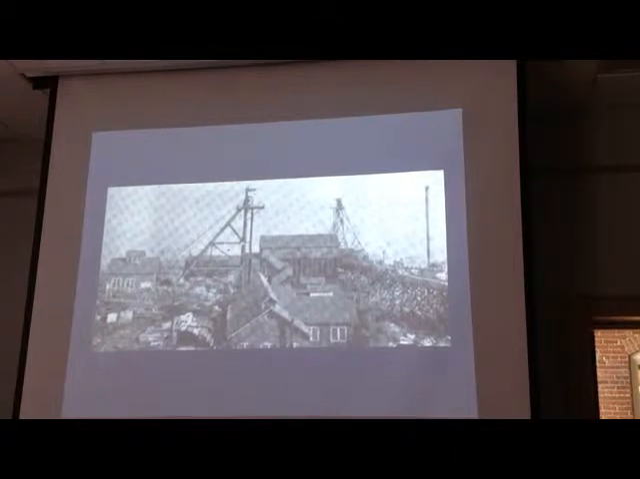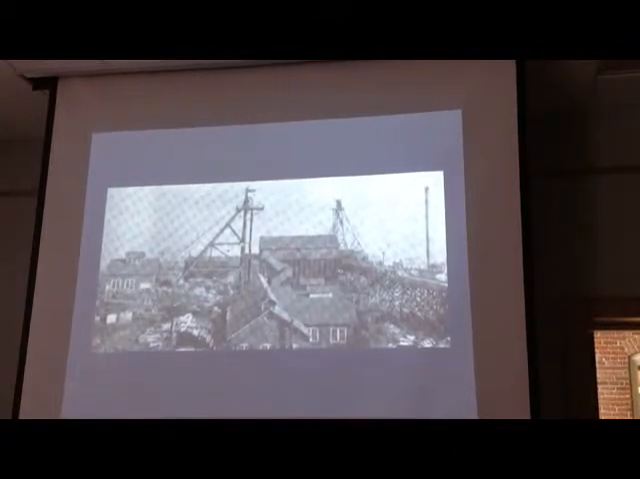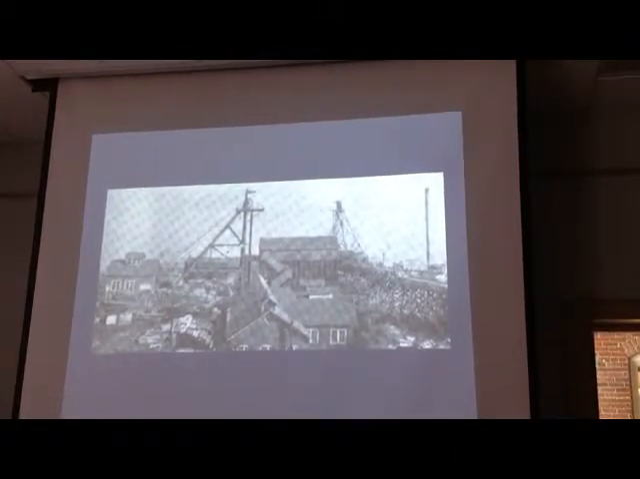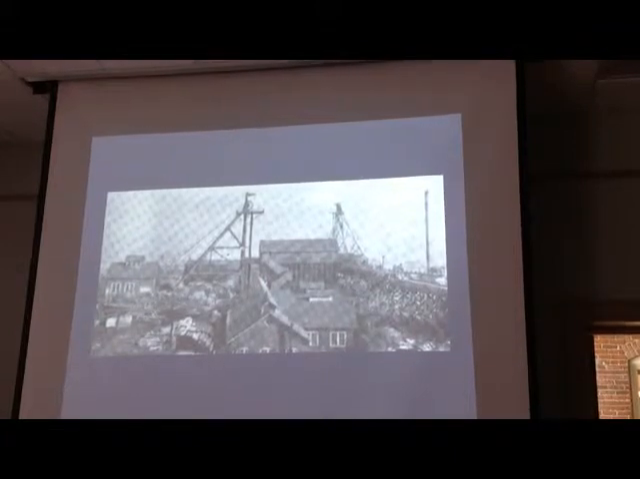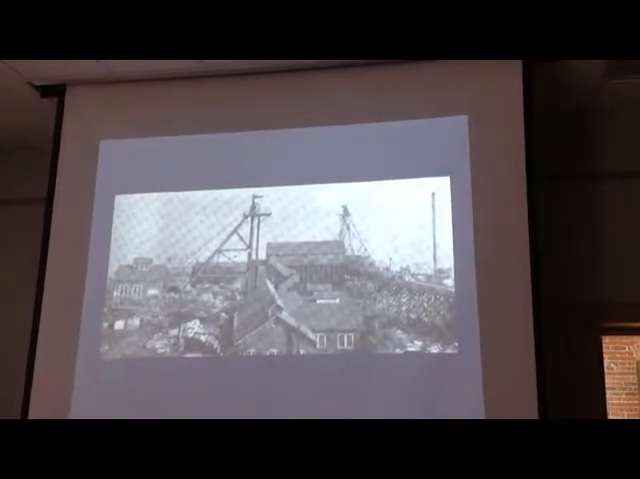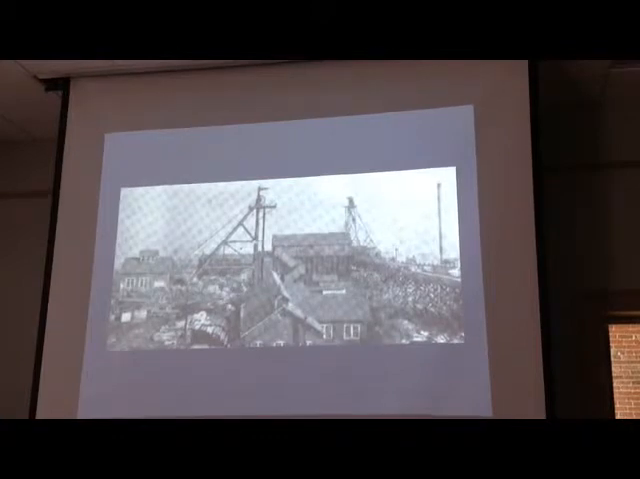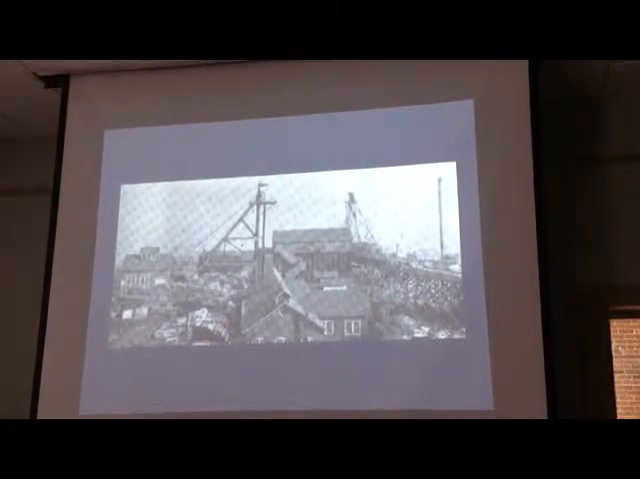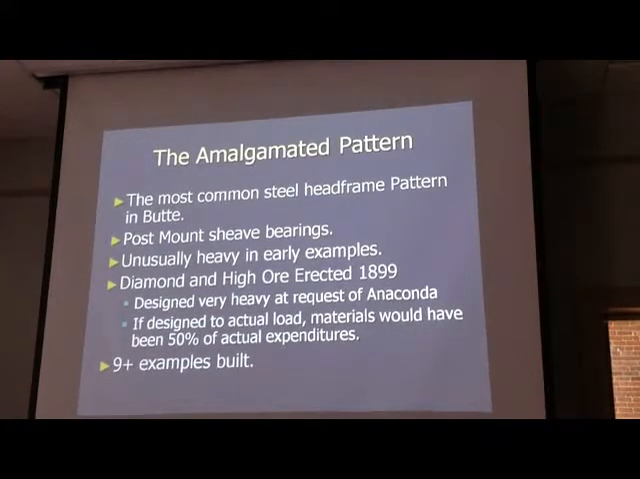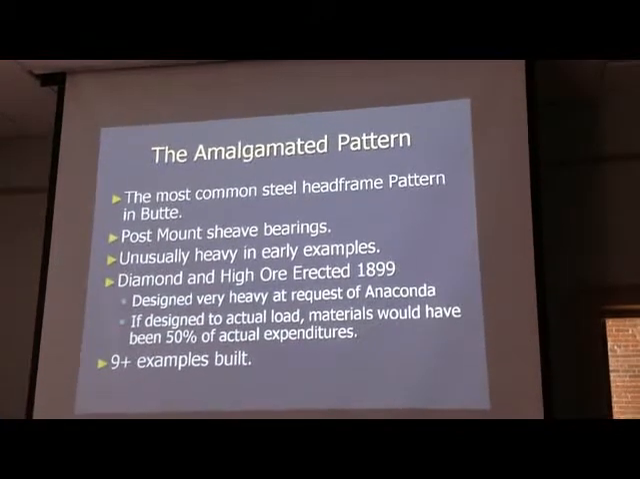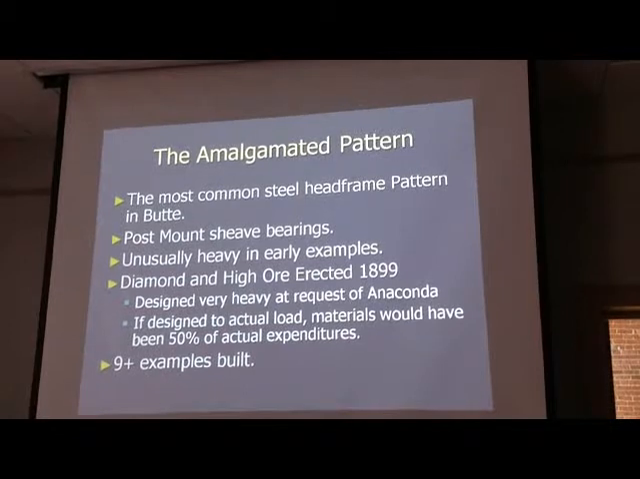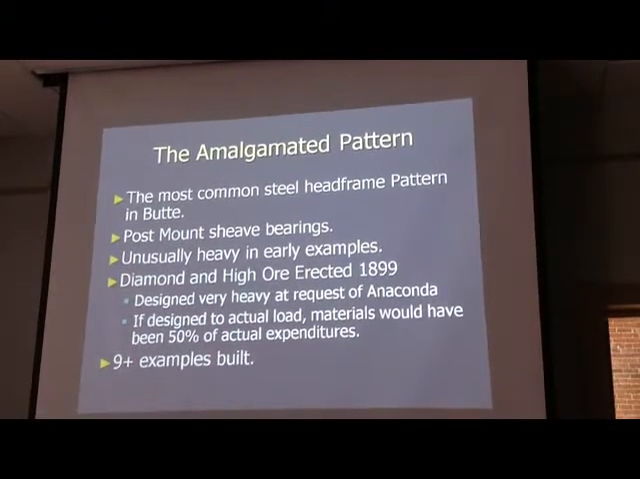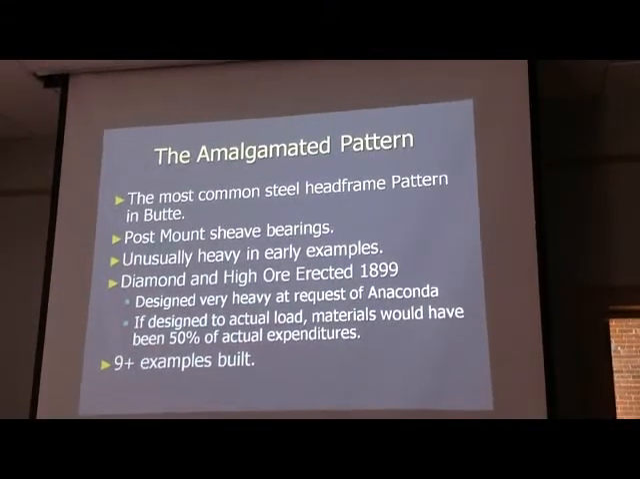And here's a later picture where you can see that portion of the poorhouse was dismantled. This was a bicycle spoke post mount sheds. These were built by the Milwaukee Bridge Company. Now this is another one where it's kind of confusing because most of these bridge companies were combined later on. Okay, so common pattern, the amalgamated. Now this is what we see through most of the head frames here in town, is the amalgamated pattern.